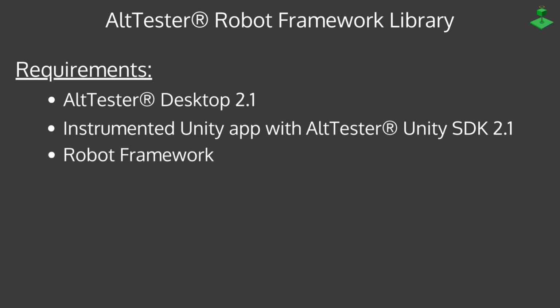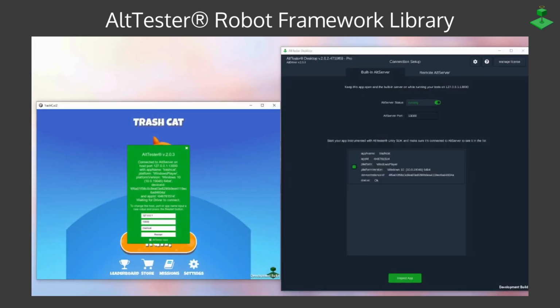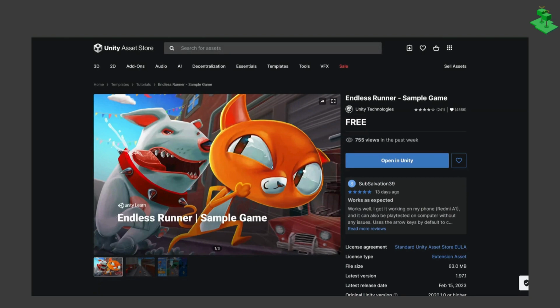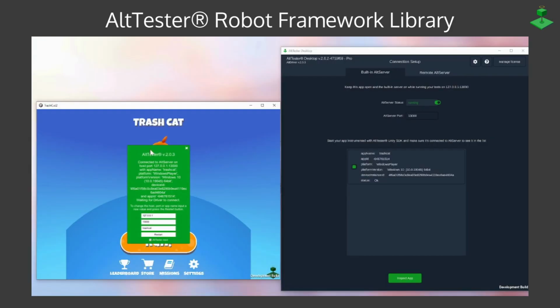Next, make sure you have installed Robot Framework. To start, we open AltTester Desktop and the instrumented application or game we will be working on. As you can see, in our case, we are using a free sample game that is available in the Unity Asset Store. Starting with our most recent release, AltTester 2.1, we now have the option in AltTester Desktop to select which application should be investigated.